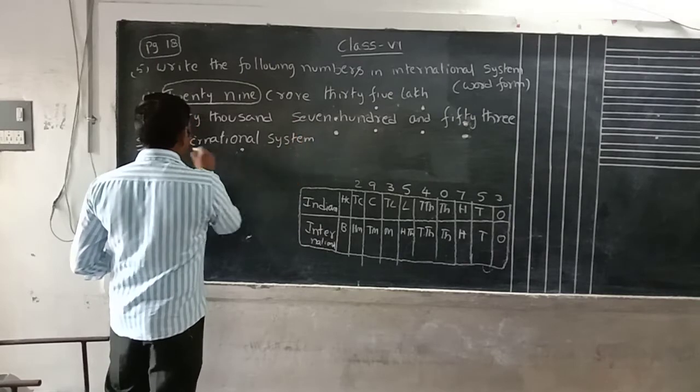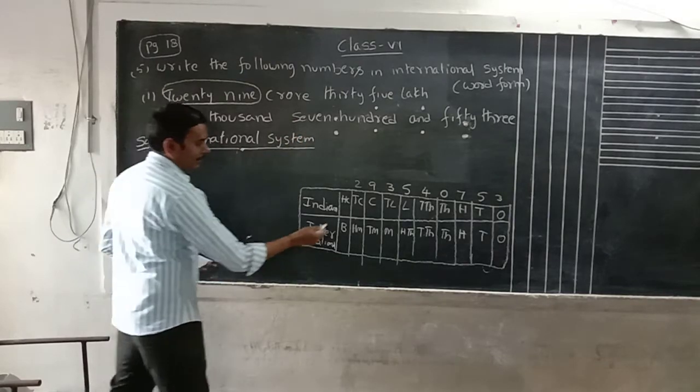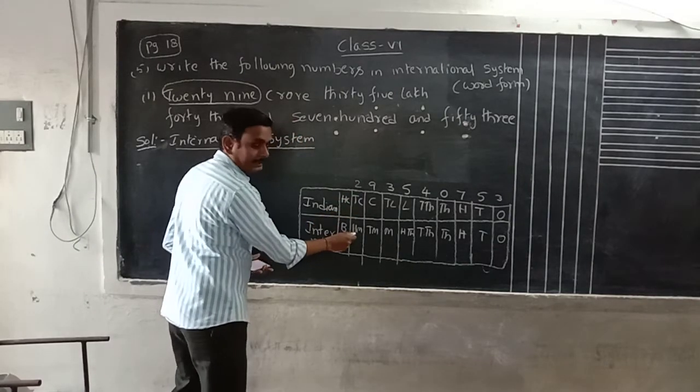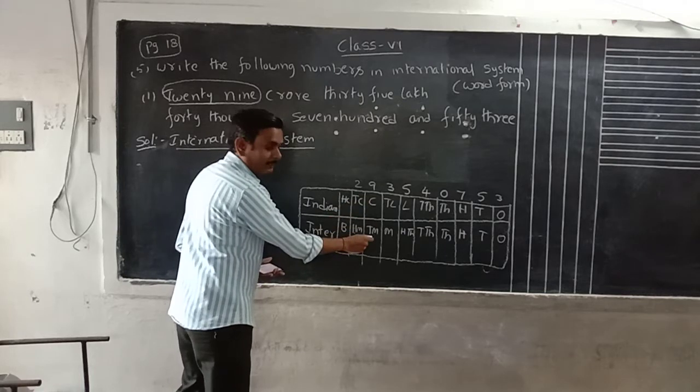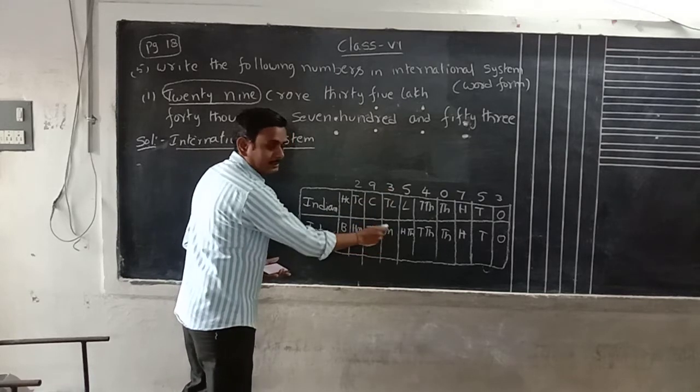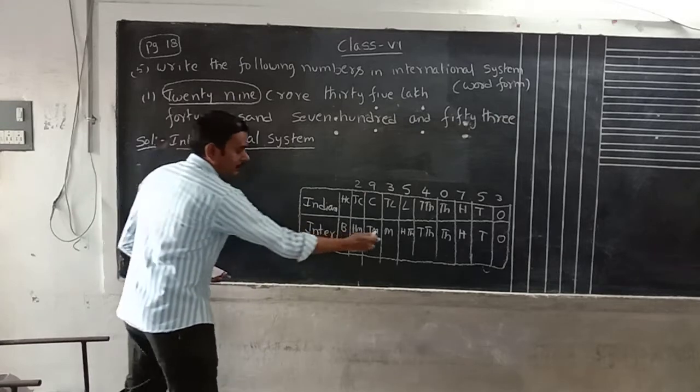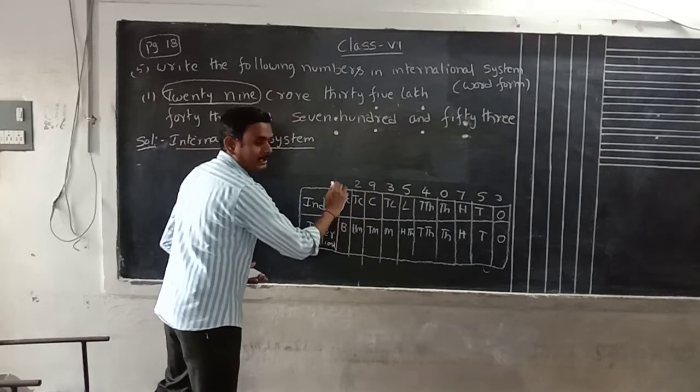What is the answer for this one? Look here. 2 is located at 100 million, 9 is located at 10 million, 3 is located at million. What does the million place have? 293.